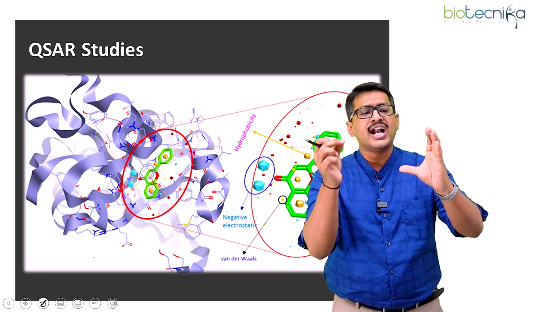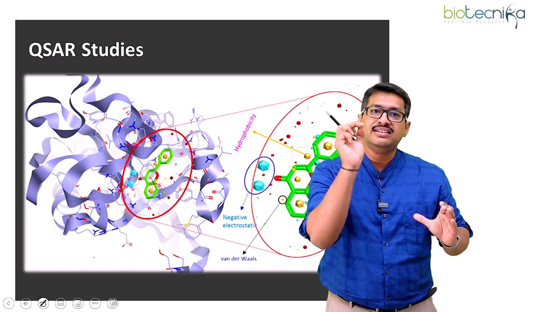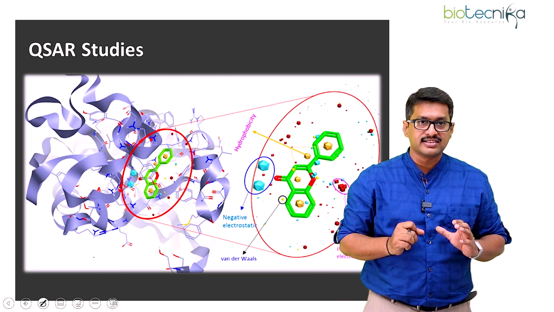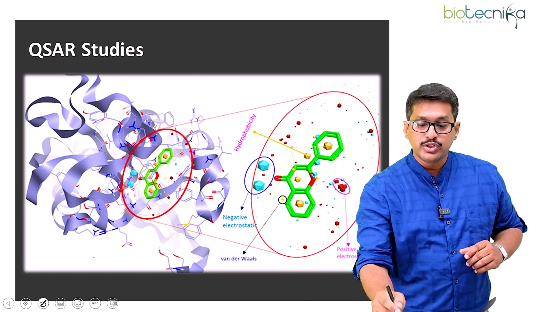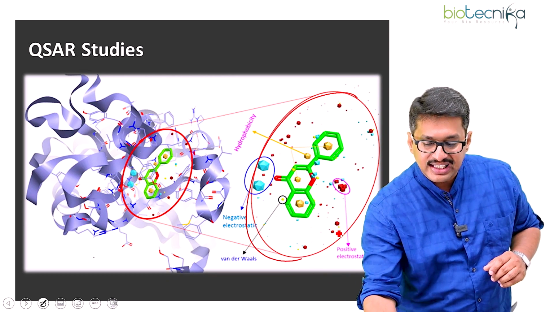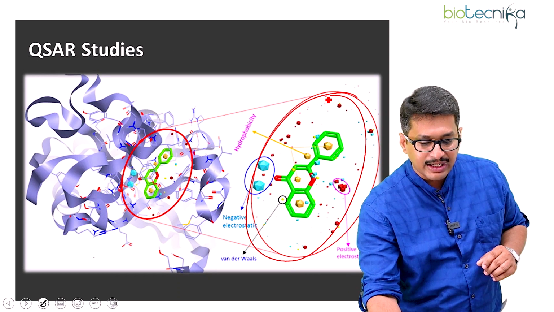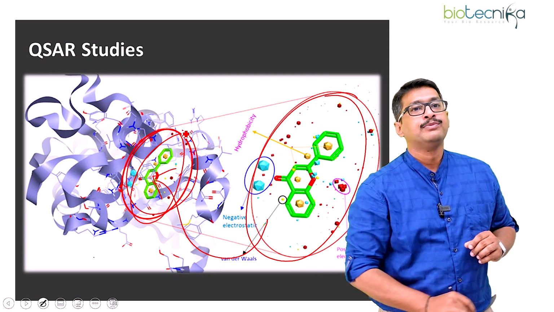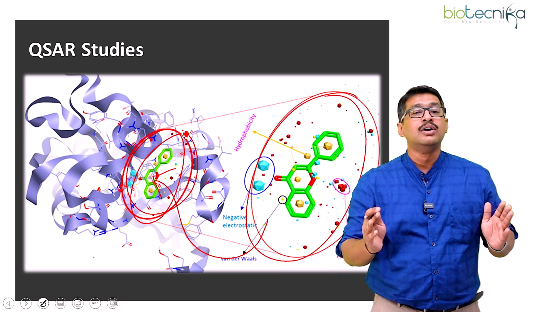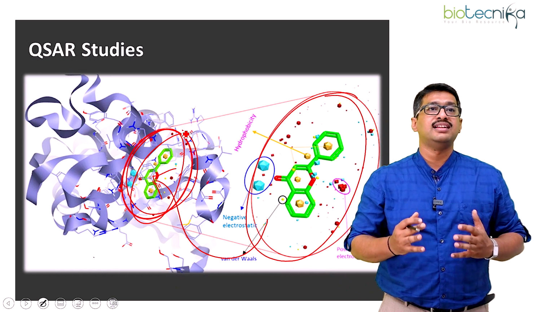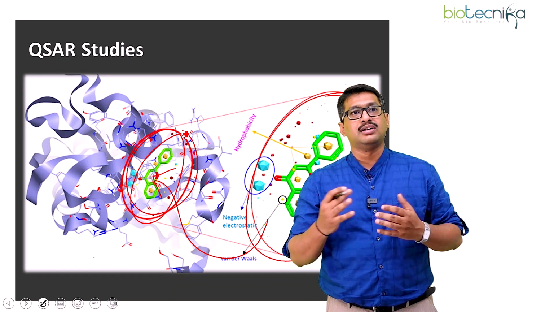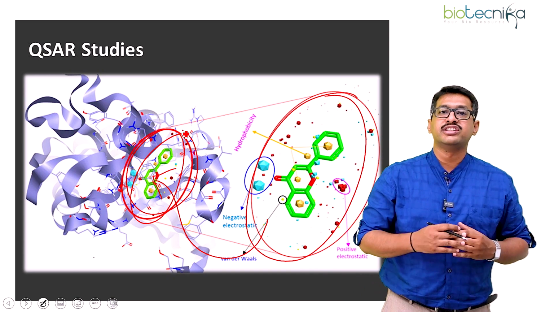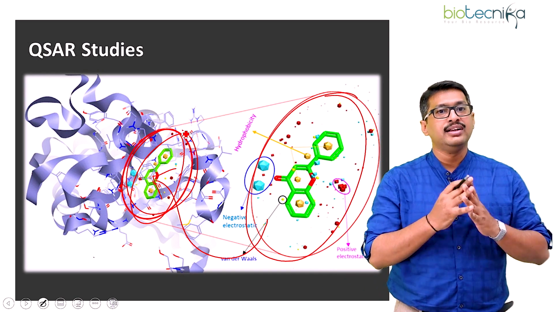The interaction is at a very, very particular site, and this particular site on the target is called an active site. So in this figure, very clearly you are able to identify the ligand molecule, and this ligand molecule goes and binds to a particular site at the target, and this is how QSAR studies, the quantitative structure activity relationship studies, could be understood using bioinformatics.